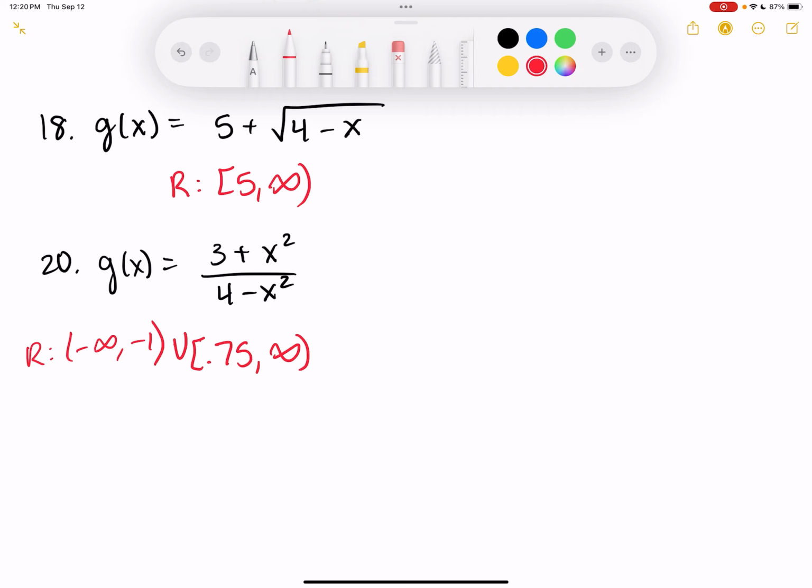Don't stress out too much about range. Riley, was there even a question on range on the AP exam last year? I don't think so. I just want you to recognize it's the y values and be able to roughly look at a graph and figure out approximately what it is. Don't stress out too much over range.